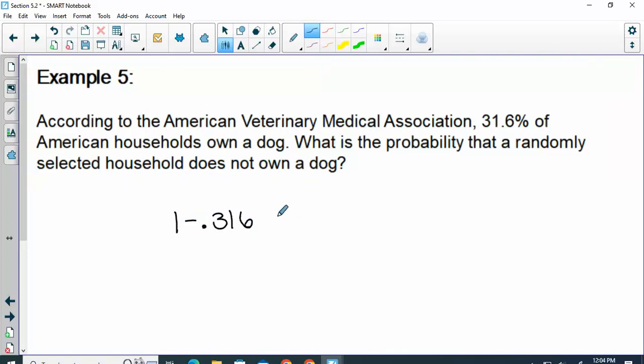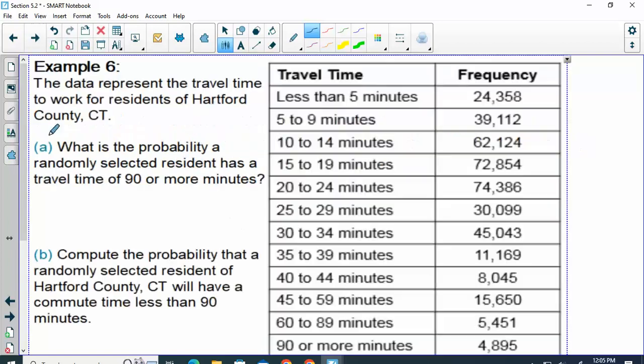So either you own a dog or you don't. There's no third option. So that would give me 684, or you could say 68.4%. Could I say that the complement of owning a dog is owning a cat? No. A set and its complement have to account for everyone. So everybody has to fit in one of those two. Not everybody owns a dog or a cat. Okay, so we have to be careful there.